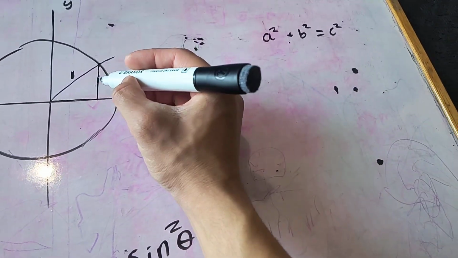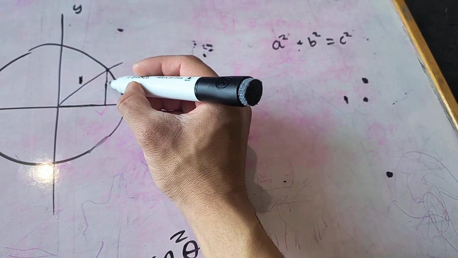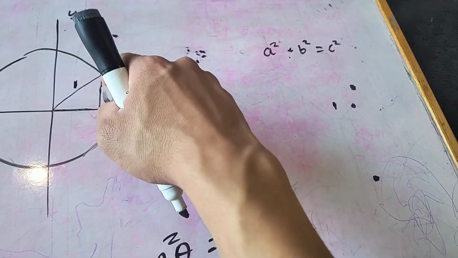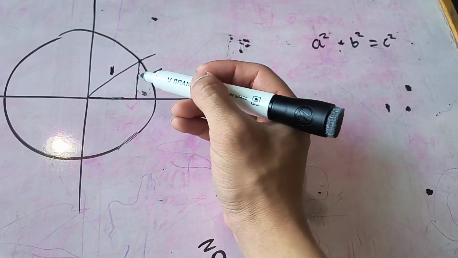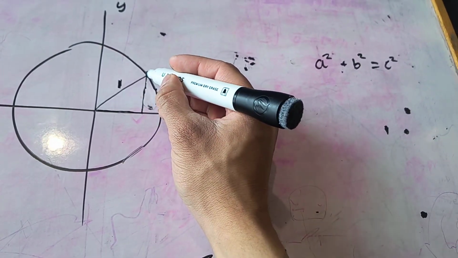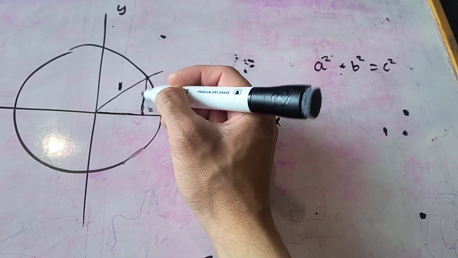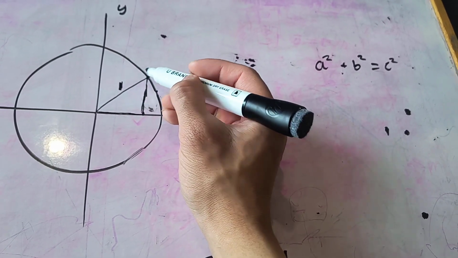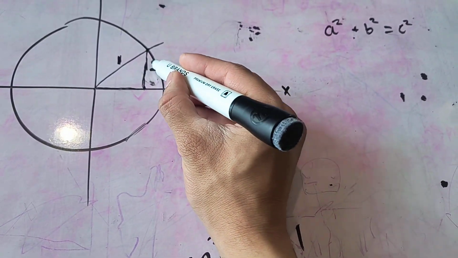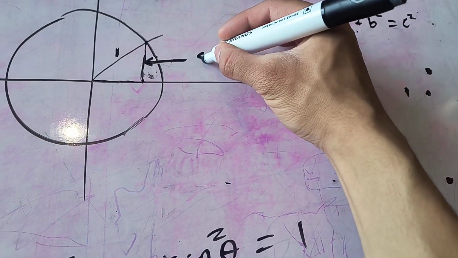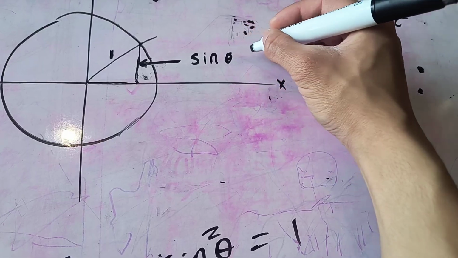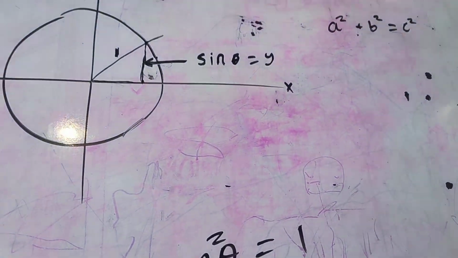In this case, sine is this side right here, this b. Its length is going to be equal to the height, this y coordinate right here. So that side, sine, is going to be equal to y.